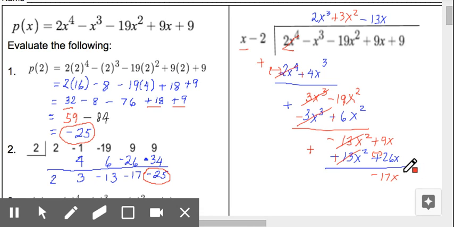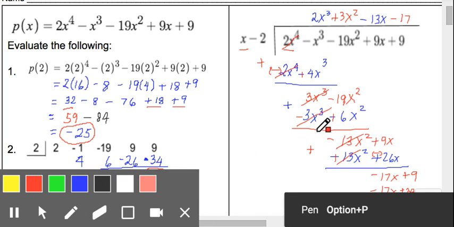Then now we bring down the 9 and repeat the process again. We divide negative 17x by x. We get negative 17. Now negative 17 times x is negative 17x. Negative 17 times negative 2 is a positive 34.